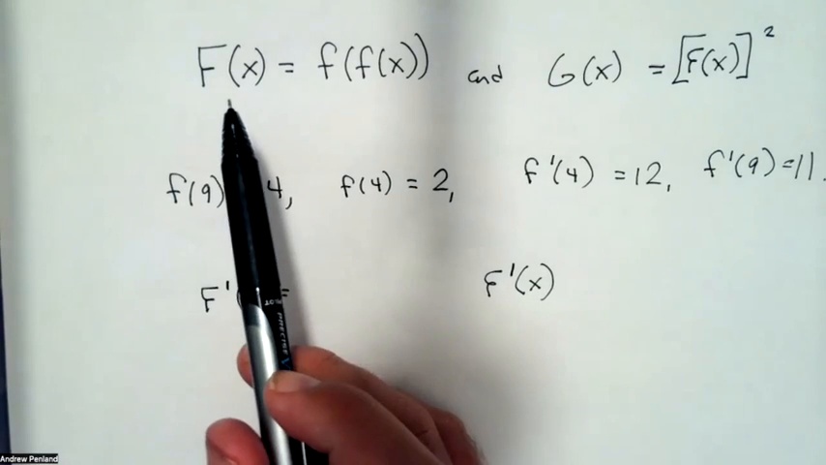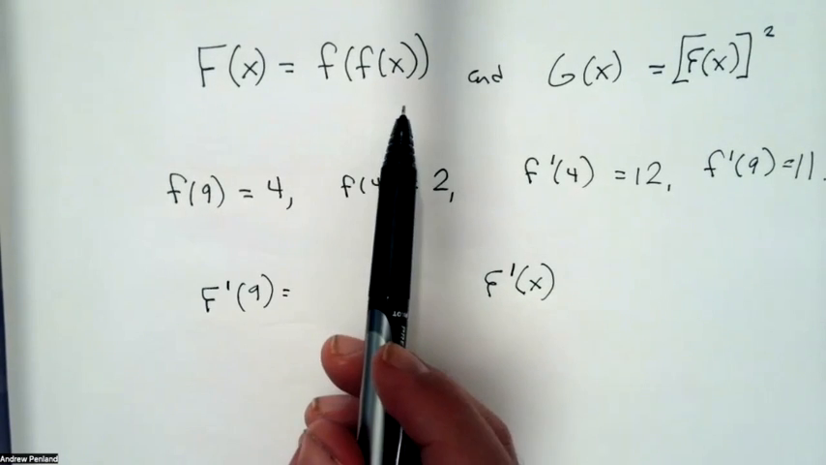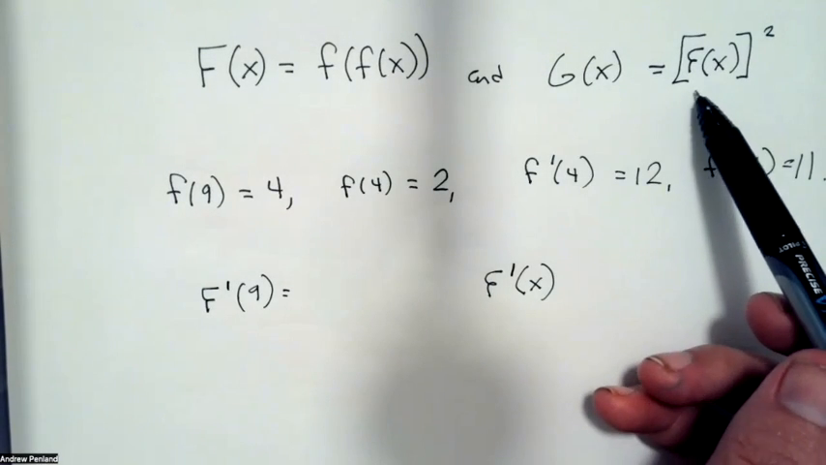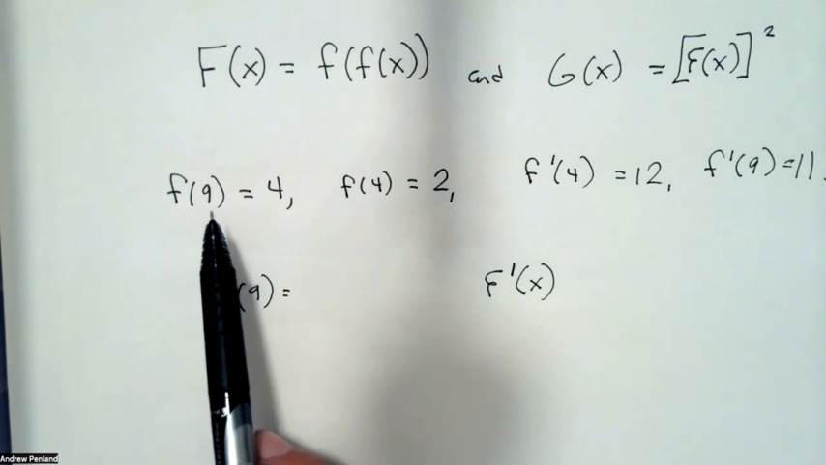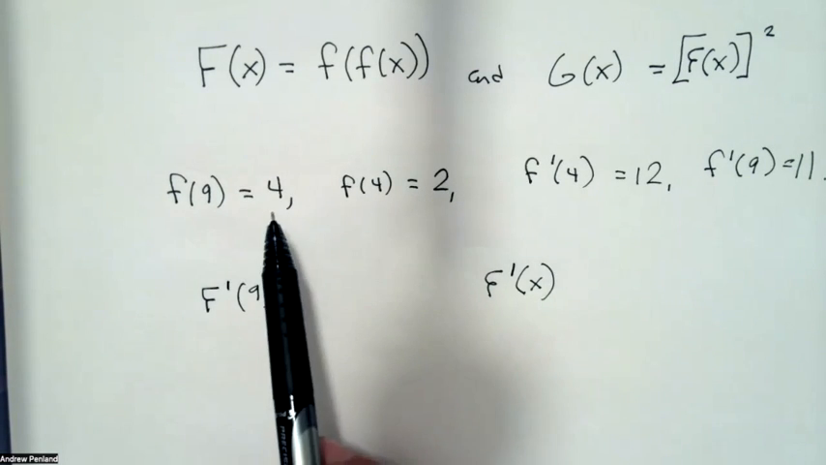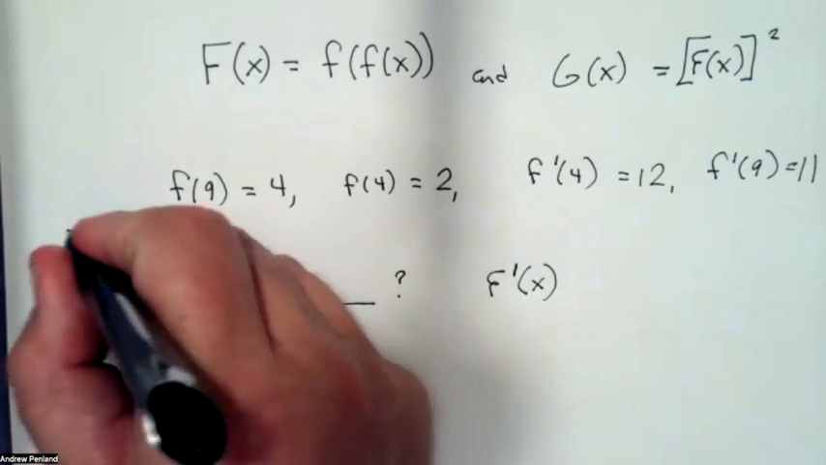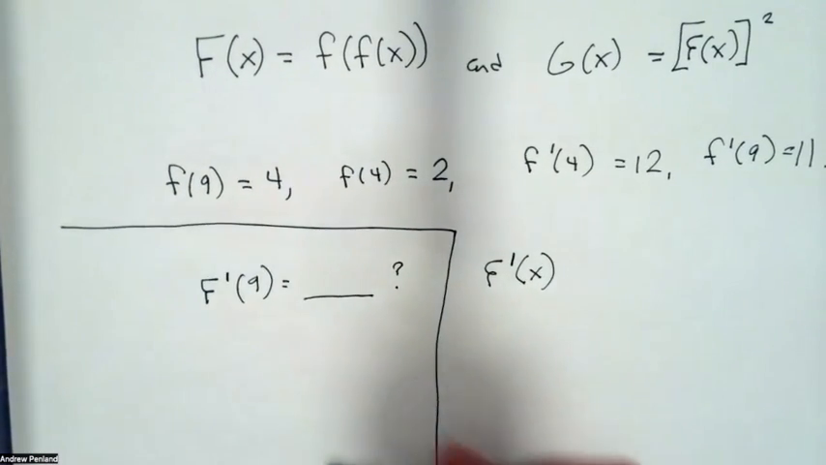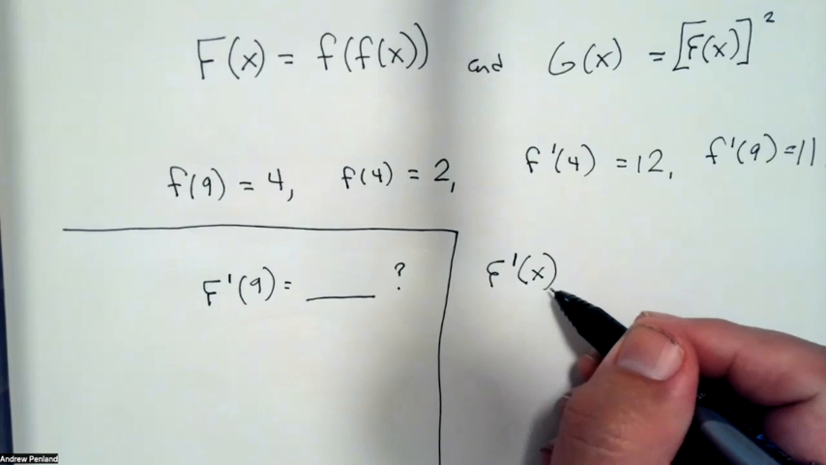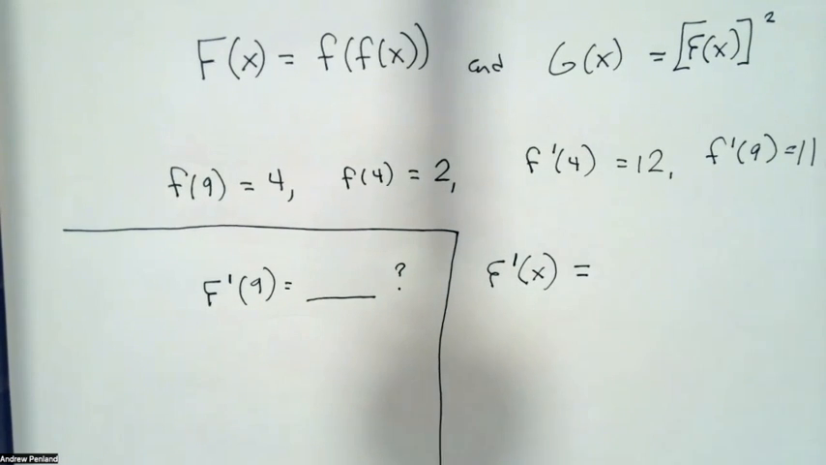Variables. So I have big F of x is little f of x, and big G of x is big F of x squared. And we know some things about the value of small f and small f prime at different numbers. And we are asked, what is big F prime of 9? So to find that, I need to find what is big F prime of x. And that's going to be about doing chain rule.